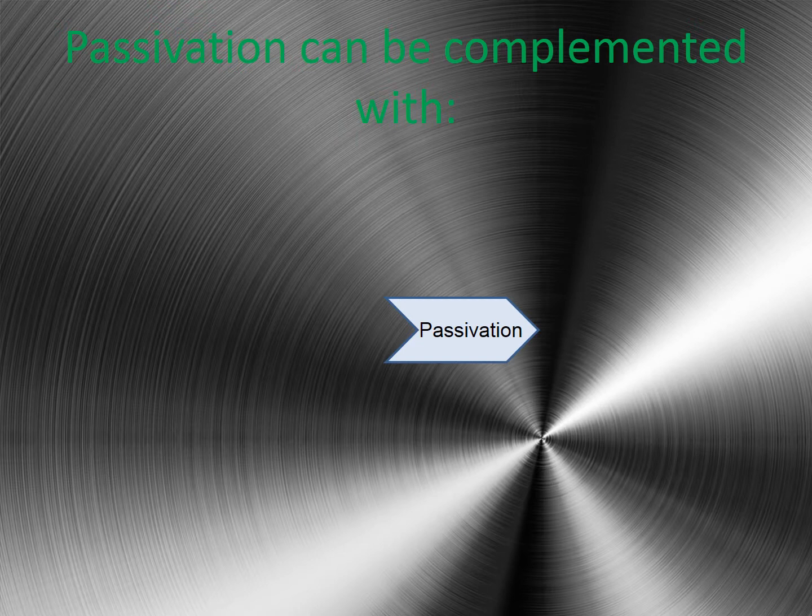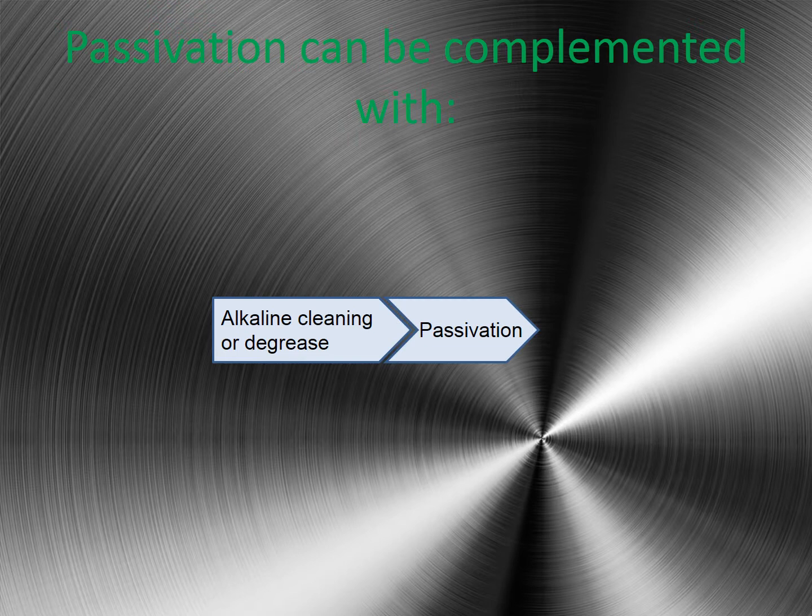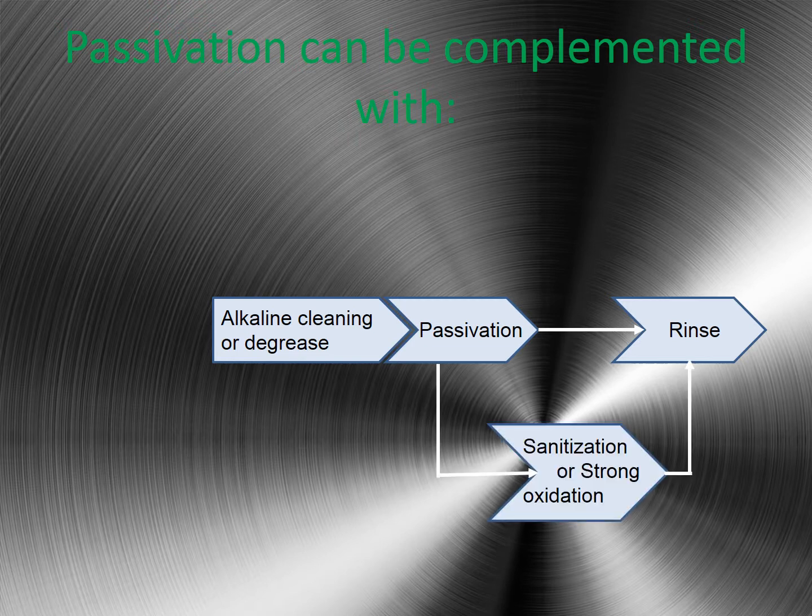Before any passivation, we need to always clean the metal with a base. The objective of this stage is to remove organic matter, which would be an interference between the acid and the metal. Rinse will eliminate any residues of chemicals. We usually rinse with high purity water.